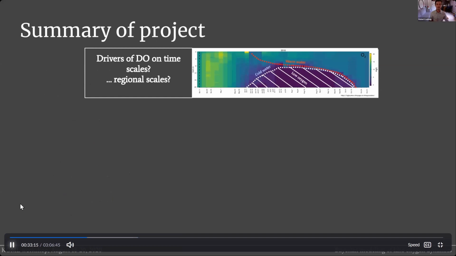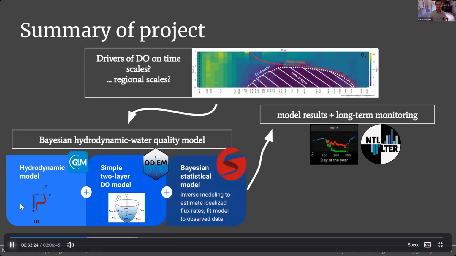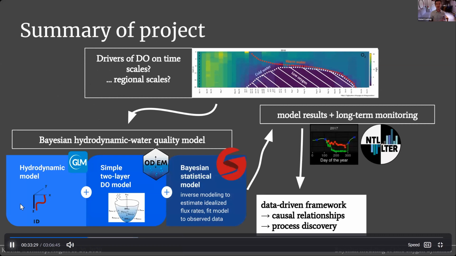So yeah, to sum up, at the beginning, we know a lot about the different drivers of oxygen on different timescales. So we built this process-based Bayesian hydrodynamic water quality model, which was calibrated very well and also replicates the lakes very well. Plus, we have all these long-term monitoring data sets. So now we are looking for the best sustainable data-driven framework to get to know these causal relationships and also to discover new or important hidden processes. And at the end, in the future, the next study, we want to scale up to do large-scale KGML modeling for oxygen. So yeah, that's the ODEM project.